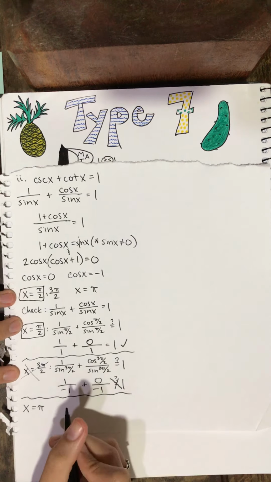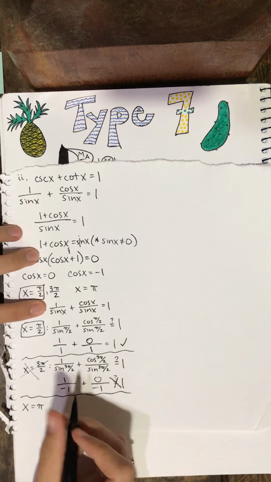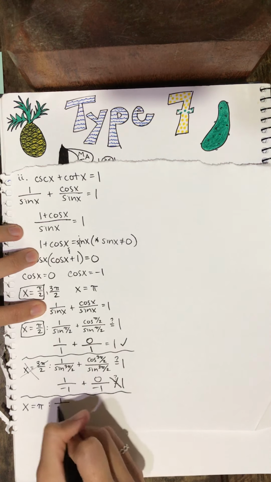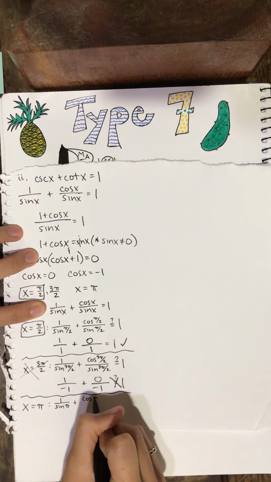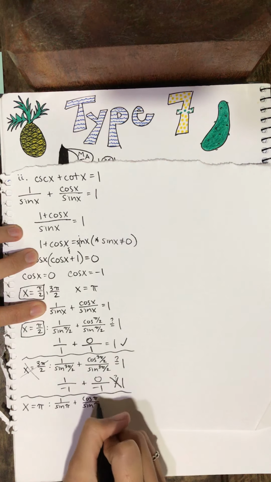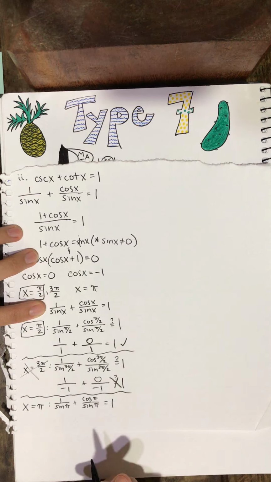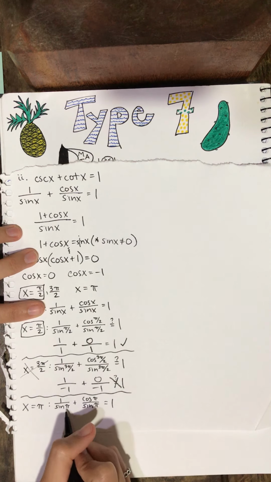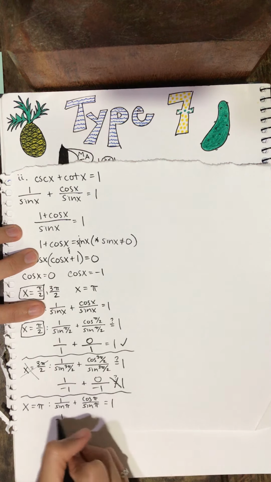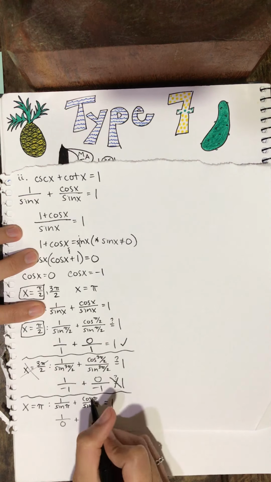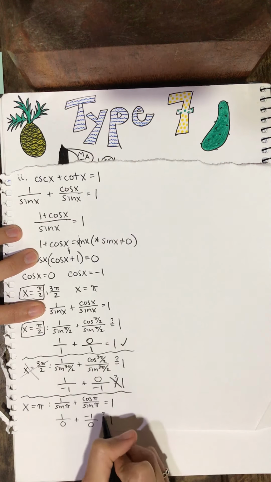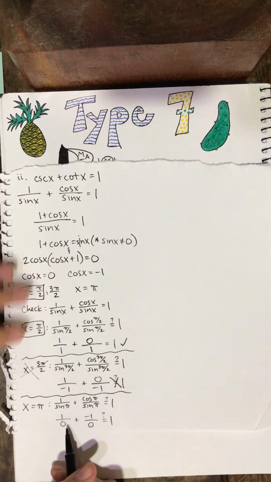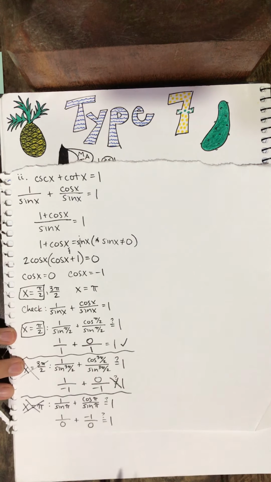Let's see what happens. Plugging into this equation again, I've got 1 over sine of pi plus cosine of pi over sine of pi is equal to 1. Sine of pi is 0, so we'll have 1 over 0, plus cosine of pi, which is negative 1, divided by 0. We cannot divide by 0.